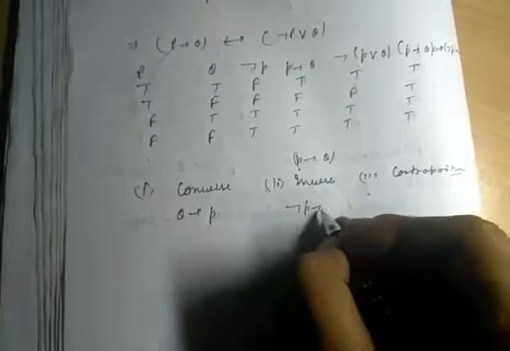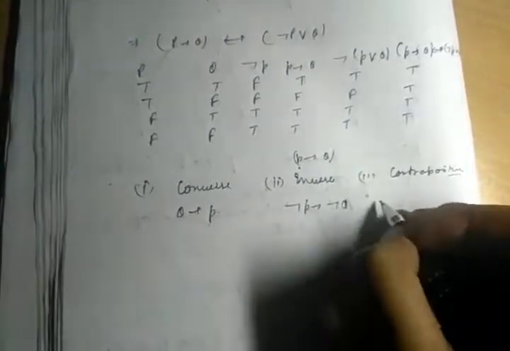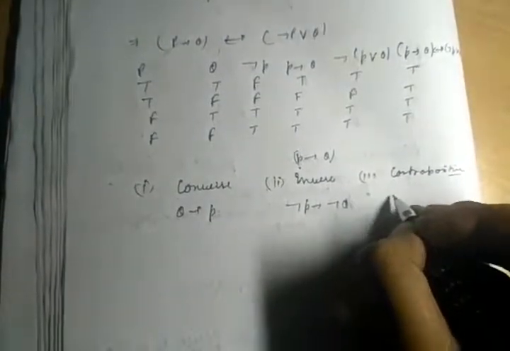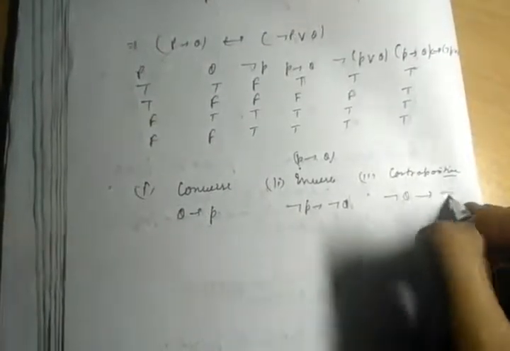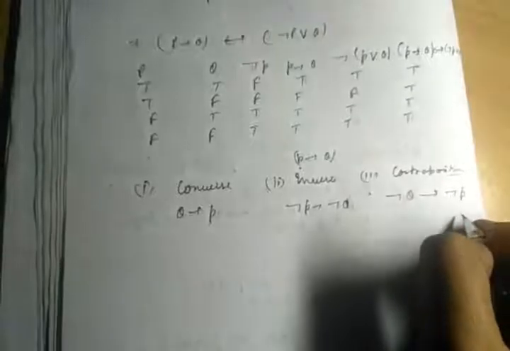Suppose there is a statement P conditional Q. How will we differentiate these three? They are all parts of the conditional statement, where P is a hypothesis and Q is a conclusion. The converse will be written as Q conditional P, and the inverse will be written as negation of P conditional negation of Q. The contrapositive will be written as negation of Q conditional negation of P.